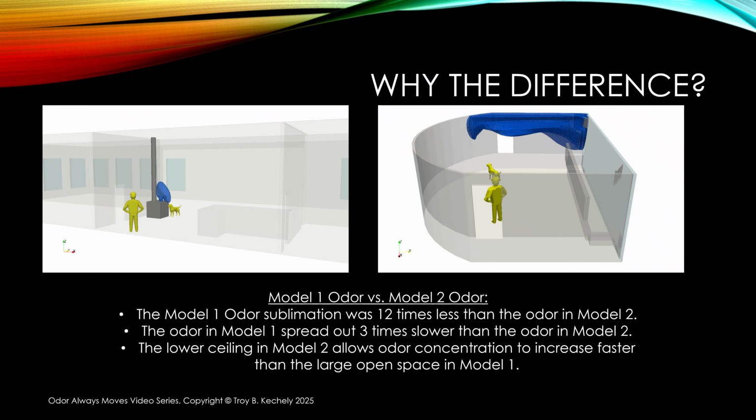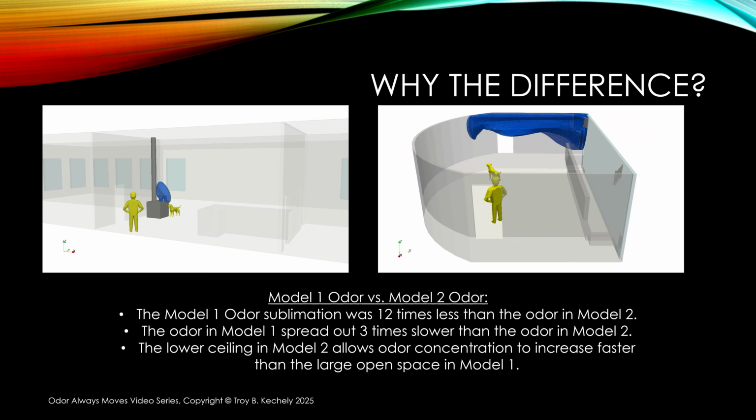So the odor in Model 2, the source material, had a higher diffusion coefficient, so it spreads out faster naturally. But one of the big factors in both of these is the ceilings. The lower ceiling in Model 2 allowed that odor to concentrate and maintain concentration as it moved along that wall and ceiling space. Whereas the other one had all that open space, and because the odor was heated up, the molecules were moving fast, it spread out too quickly for the sublimation rate to keep up with it.